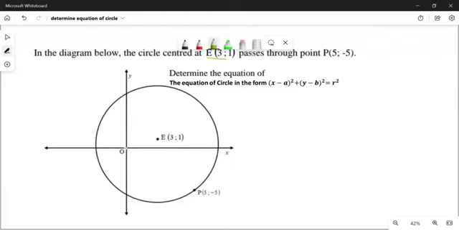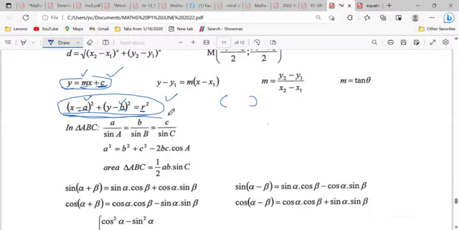It's not centered at the origin. That's like the previous one that we're doing. And then they say that it passes through the point P, which is (5, -5). And then from here onwards, this is the equation of a circle.